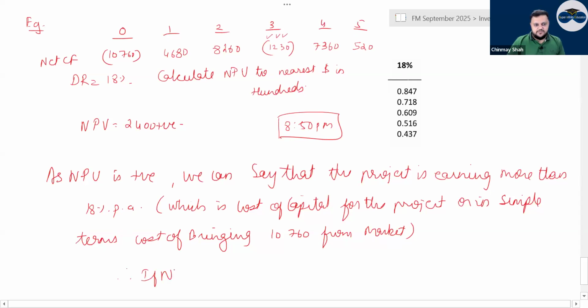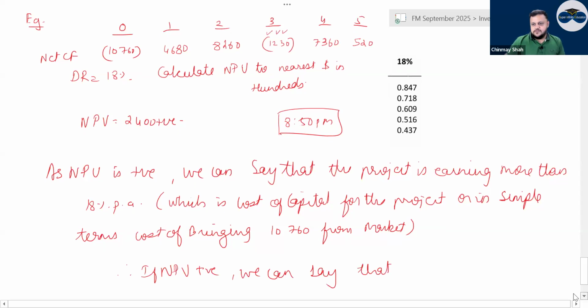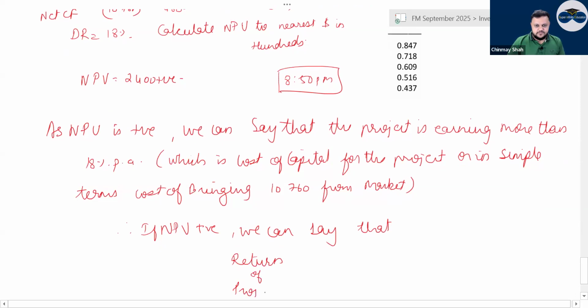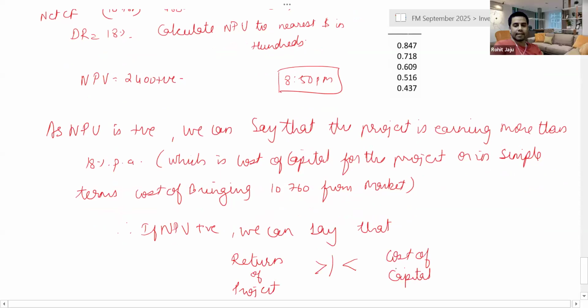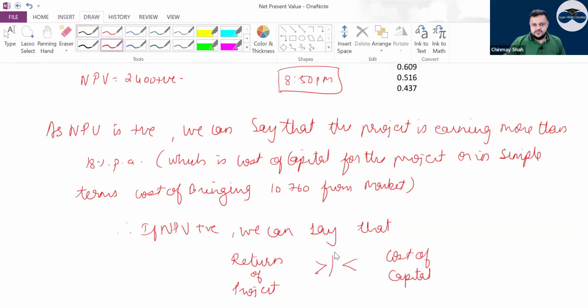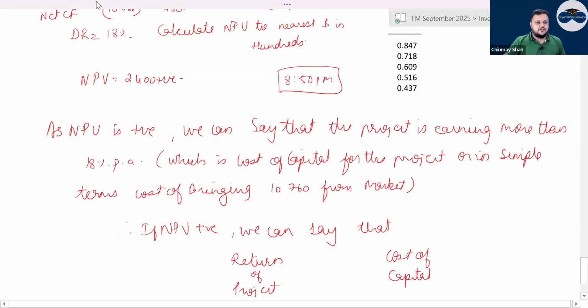Therefore, if NPV is positive, we can say that the return of project, see what I'm doing, return of project is greater than or less than cost of capital? Tell me. Greater than. Greater than or less than? Greater than. Correct.